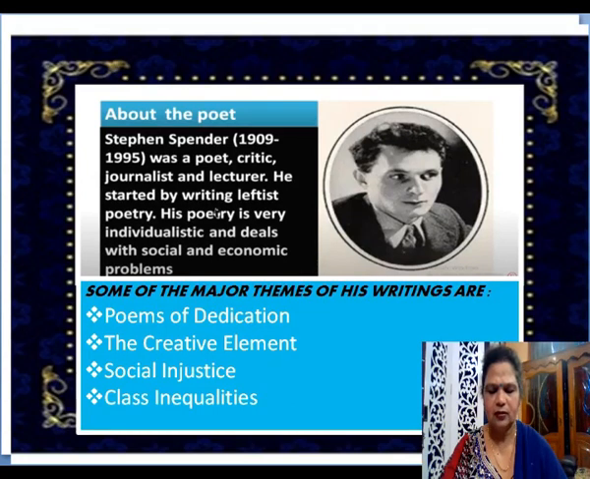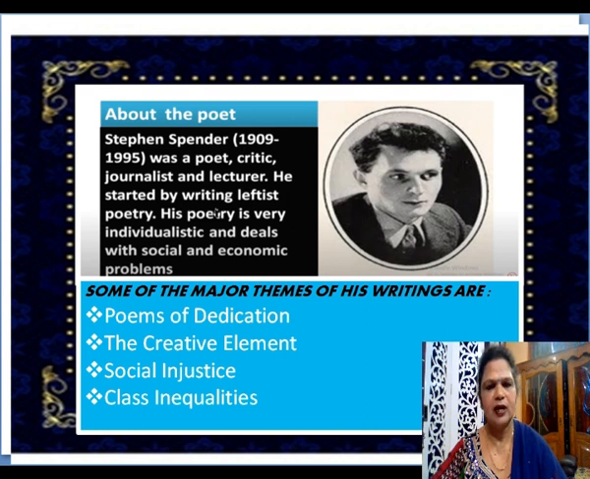Stephen Spender, from 1909 to 1995, was a poet, a critic, journalist, and lecturer. He started by writing leftist poetry. His poetry is very individualistic and deals with social and economic problems. Some of the major themes of his writings are poems of dedication, the creative element, social injustice, class inequalities, etc.